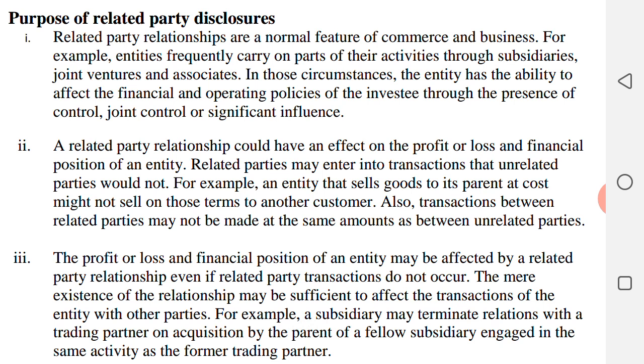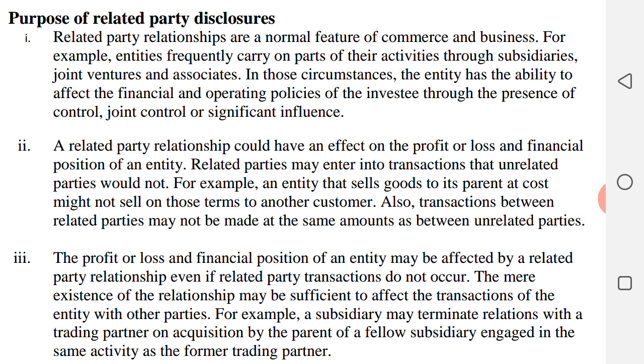1. Related party relationships are a normal feature of commerce and business, because related party is always normal. You always see them. You will see a parent company transact with the subsidiary. So they are normal norms of business. So that is why we must disclose it.